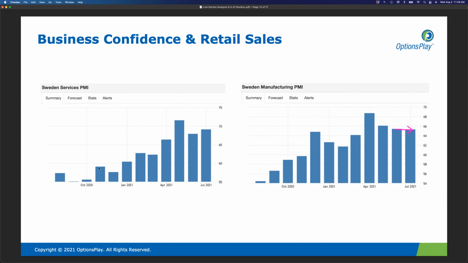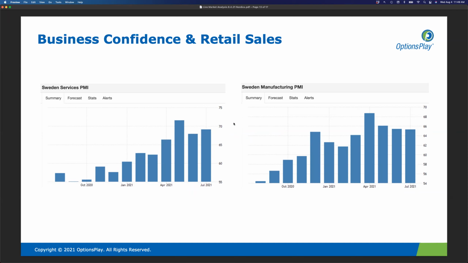But the important part is that services continue to grow, because this is really the part of the economy that needs to get back on its feet. Think about restaurants and bars and those types of businesses that largely have been impacted the most by the pandemic. You want to make sure that services continues to grow. That's going to show you that the economic recovery is in place. So far in July, we saw another growth in terms of services PMI.